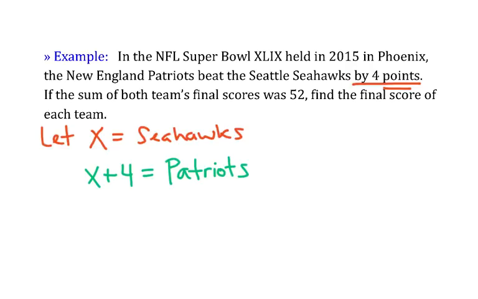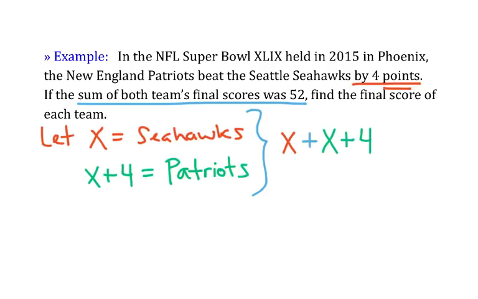But now we have to write an equation. So another important bit of information in our word problem is that the sum of both teams' scores was 52. That's how I'm going to write my equation. This tells me that the Seahawks score of x added with the Patriots score of x plus 4 is equal to 52. So we just added the 2 scores together to get the sum of 52. So we've read the problem, we've defined our variables, and now we've written our equation.